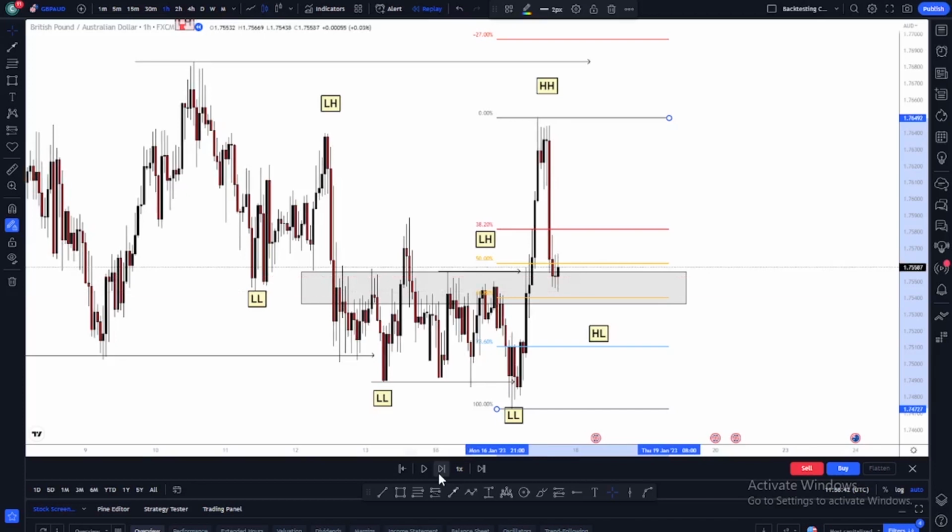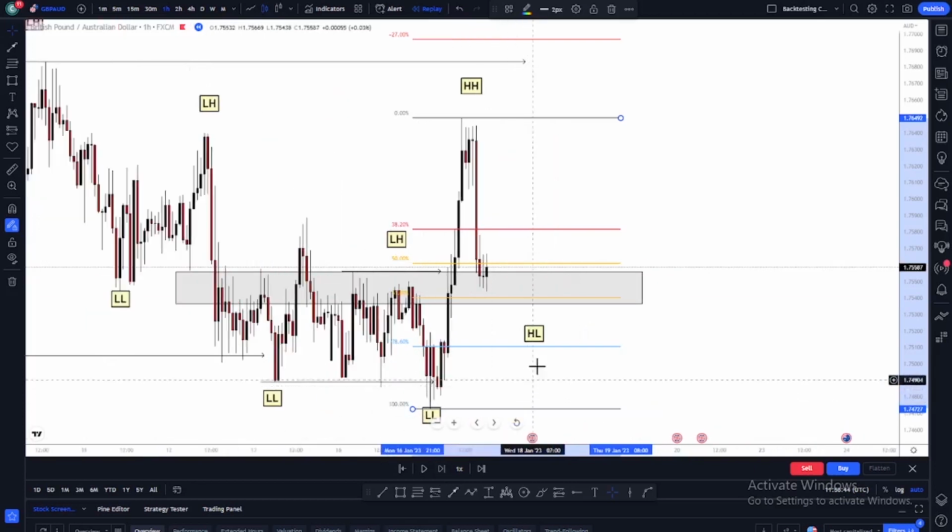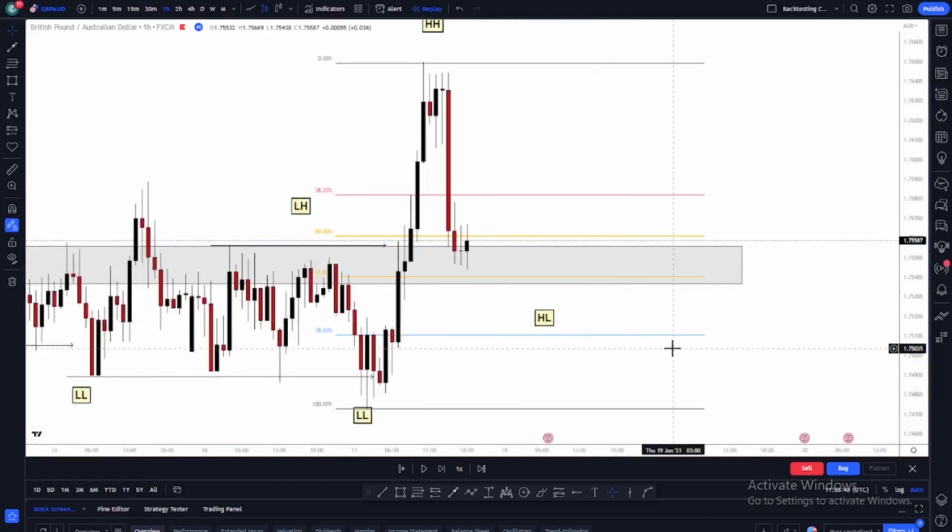Boom, right here we have our first confirmation candle, which is what? A morning star candlestick. Do you get me? Because we have this bearish candle, we have this doji, and we have this bullish candle. But this wasn't enough for me. This candlestick confirmation wasn't enough for me.